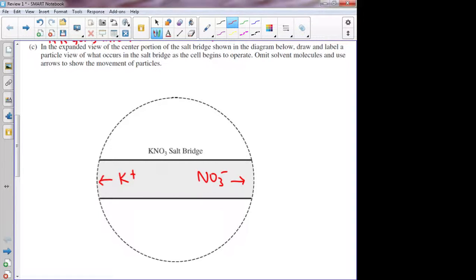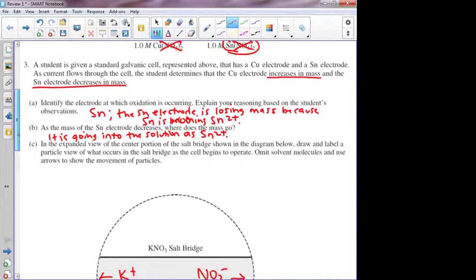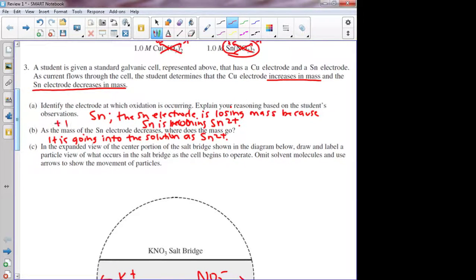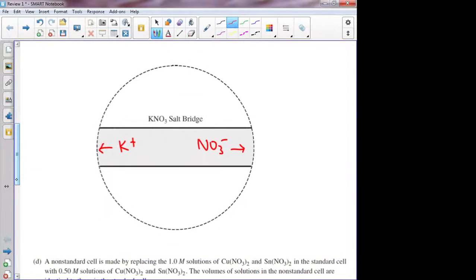All right, so far, A would have gotten you 1 point, B would have gotten you 1 point, and C would have gotten you 2 points. Why two? It would have gotten you a point for recognizing that they split up into the positive and negative ions, and a point for having them going in the right direction.